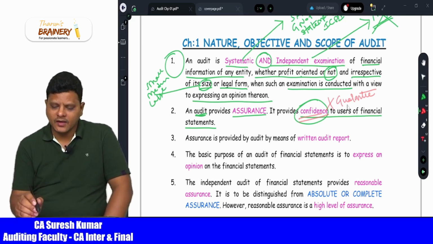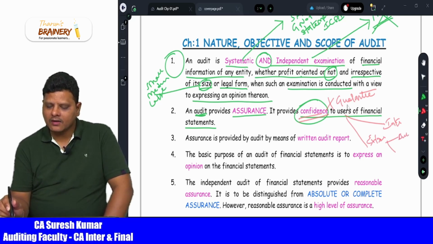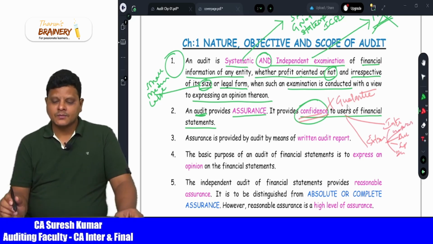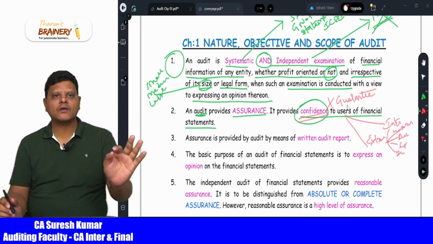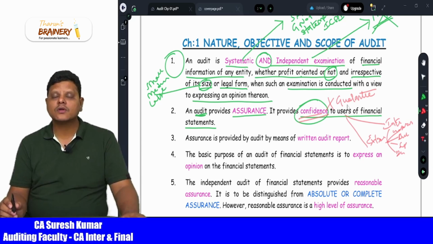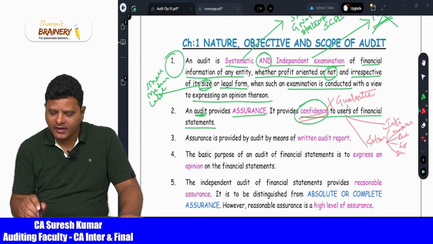The users of the financial statements may be internal users, and may be external users also. External users may be bankers, suppliers, debtors, different kinds of vendors, government, different kinds of organizations. So the point to be noted here is, an audit will never give the guarantee, audit will give only assurance. What is the meaning of assurance? Satisfaction level of the auditor. Now assurance is provided by way of a written audit report.